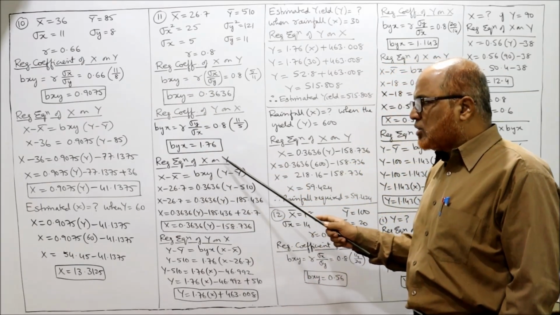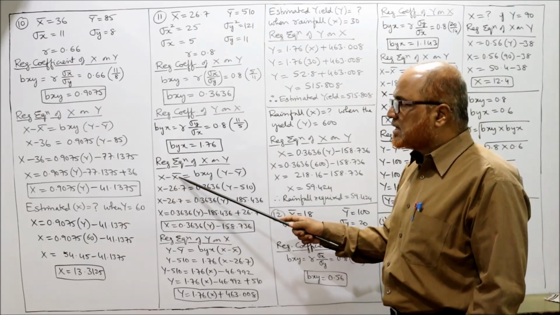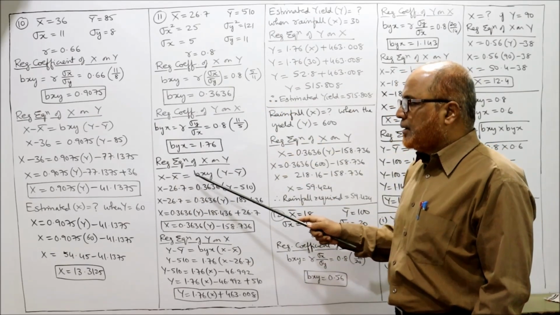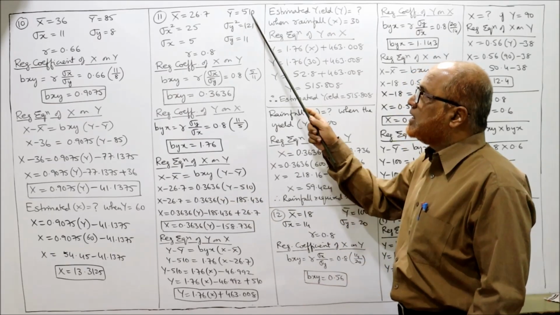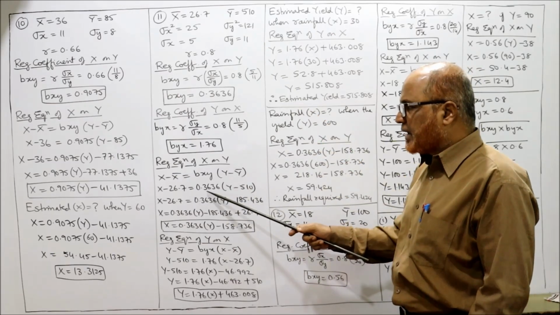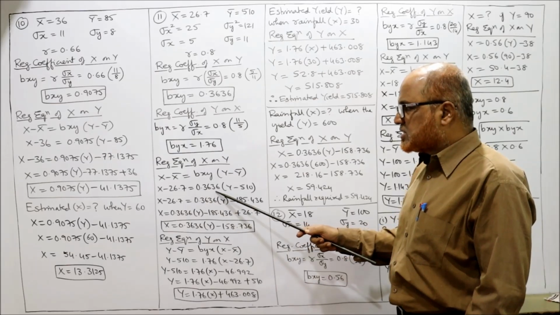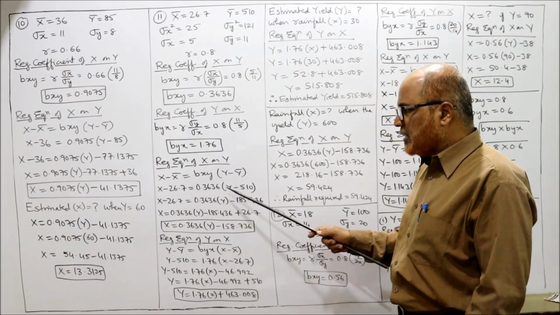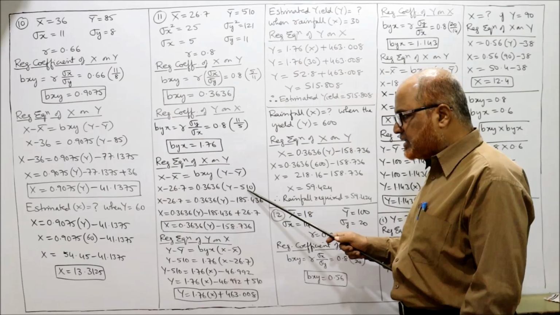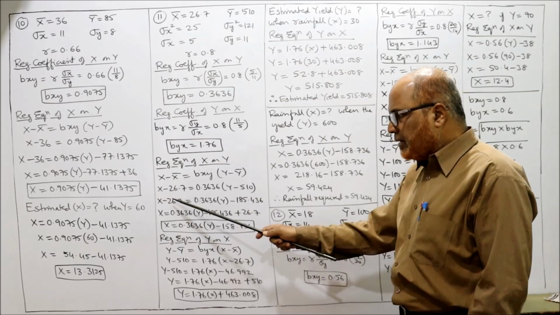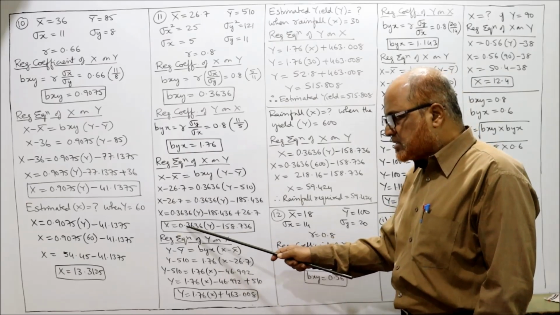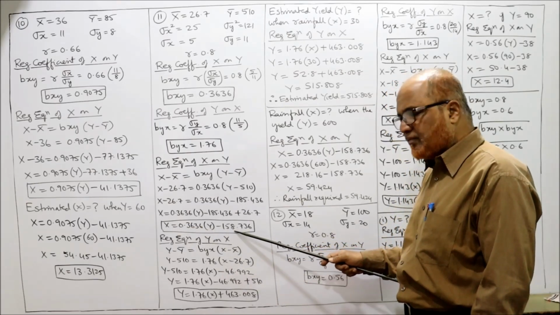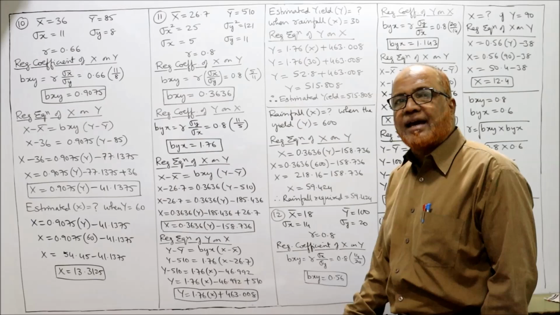Now regression equation of x on y: x minus x bar, 26.7, equals bxy, 0.3636, into y minus y bar, 510. Now open the bracket. 0.3636 into y minus 0.3636 into 510. You will get 185. Bring 26.7 to RHS, plus 26.7. So ultimately x is equal to 0.3636 y minus 158.736. This is the regression equation of x on y.